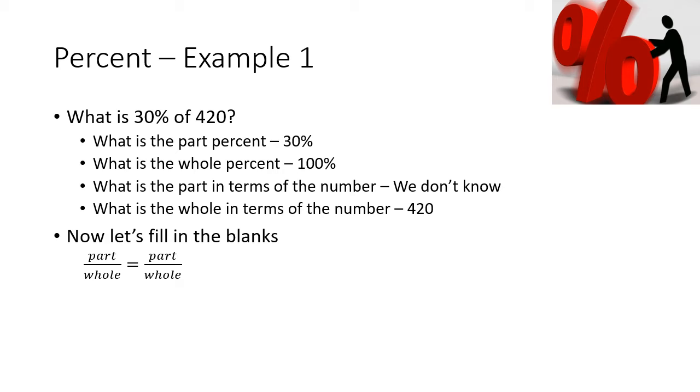So now we fill in the blanks with our formula. For the percent, you've got 30. And for the whole of the percent, you have 100. And for the part of the term, we don't know what that number is. That's what we're calculating. And for the whole of that, we know it's 420.